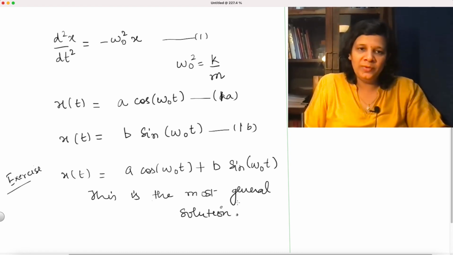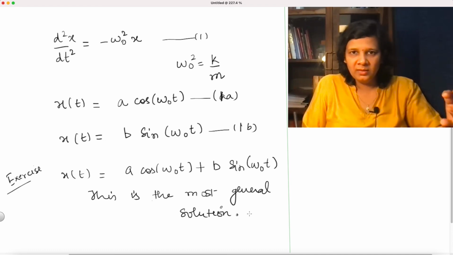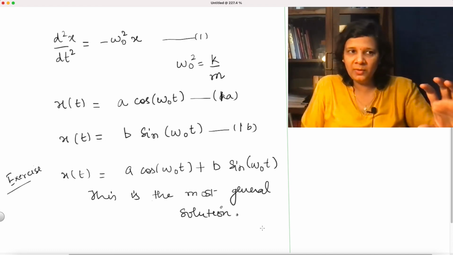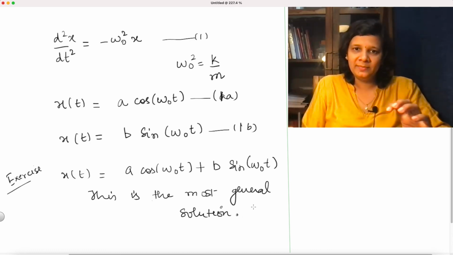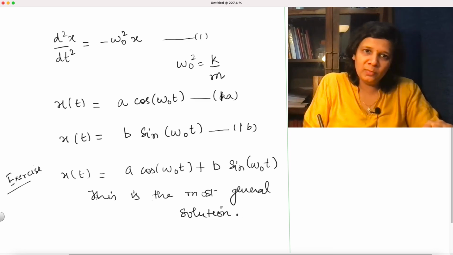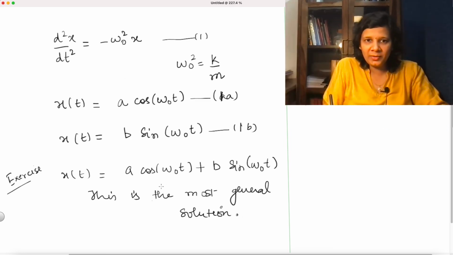So we understood some information about omega naught, amplitude and phase. And I am saying that this will be the most general solution, which we already saw from this equation. Now we will try to understand more deeply in our next video.